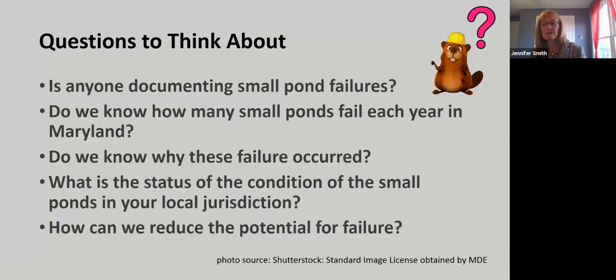And we know many small ponds have failed also over the years, although we do not have good information on how many or where they have occurred. Is anyone documenting these failures? Do we know how many have occurred? Do we know why these failures have occurred? We estimate there are over 15,000 known small ponds in the state. What is the status and the condition of these small ponds in your local jurisdiction? And how can we reduce the potential for failure?